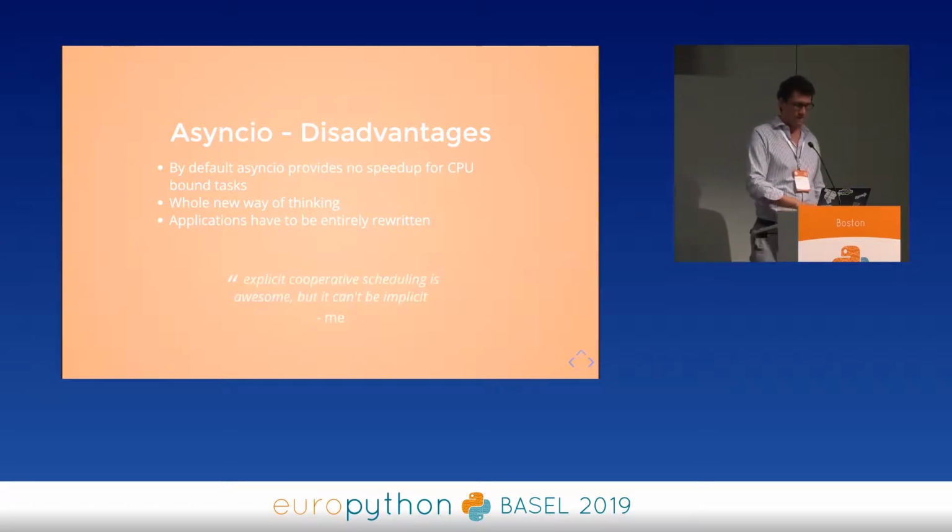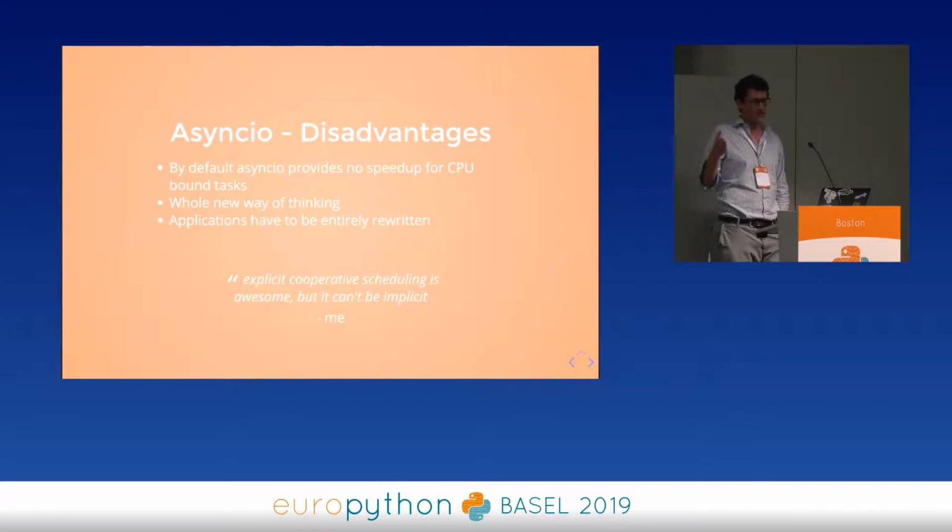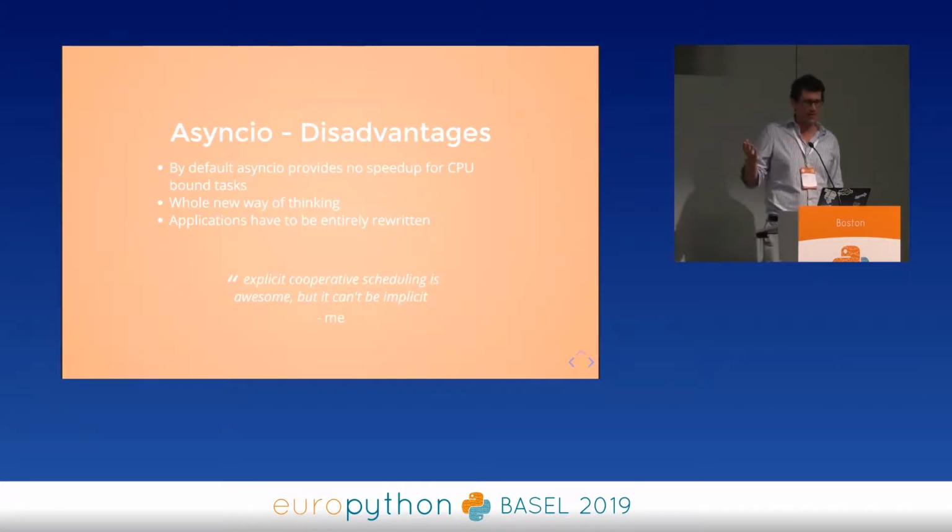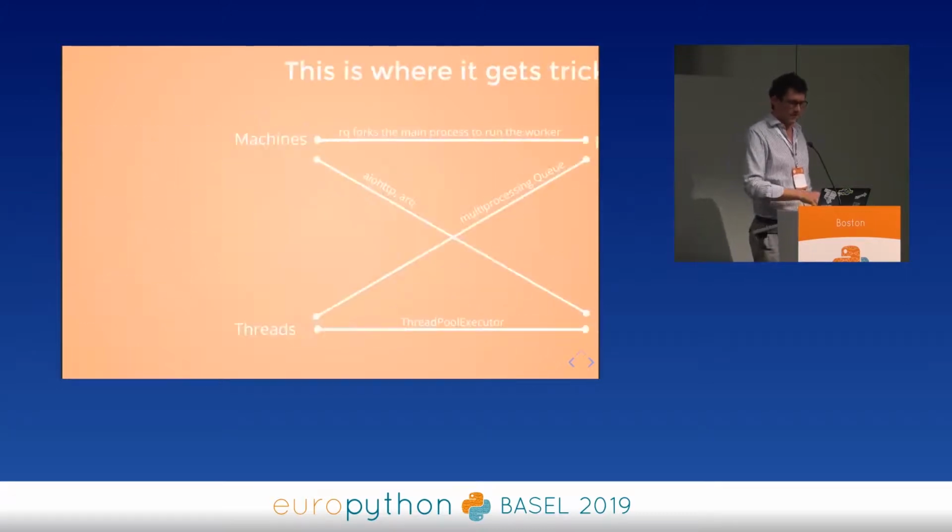The point here is the whole brilliant thing about async IO is that it's explicit, but that means it can't be implicit. You can't have some library that wraps around async IO. There was someone asking on Python ideas recently, can't we make it implicit? The whole point is it's not.